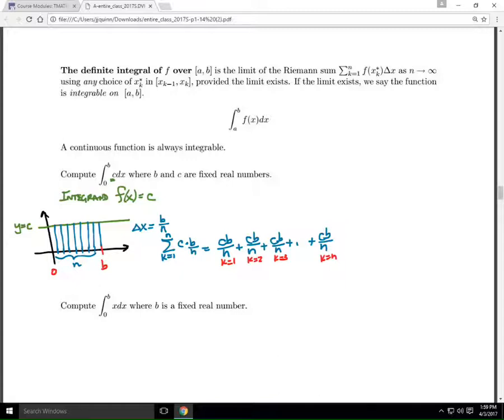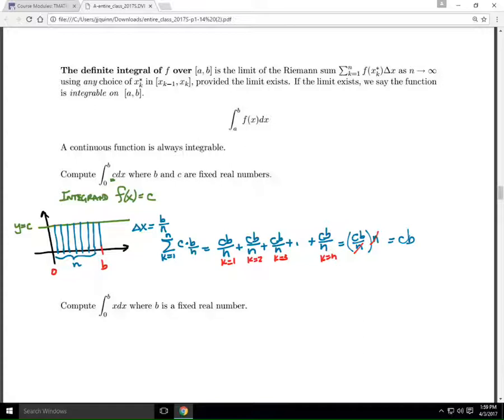Adding all these up, that's the same thing as c times b over n times n. So we'd be multiplying by n, the n's cancel, and we get c times b. But you and I knew the area of this rectangle is its length times its width. Its width is b, its height is c, so the area of this rectangle is definitely c times b, but we can see it showing up in the Riemann sum, which is sort of encouraging that it matches our intuition.